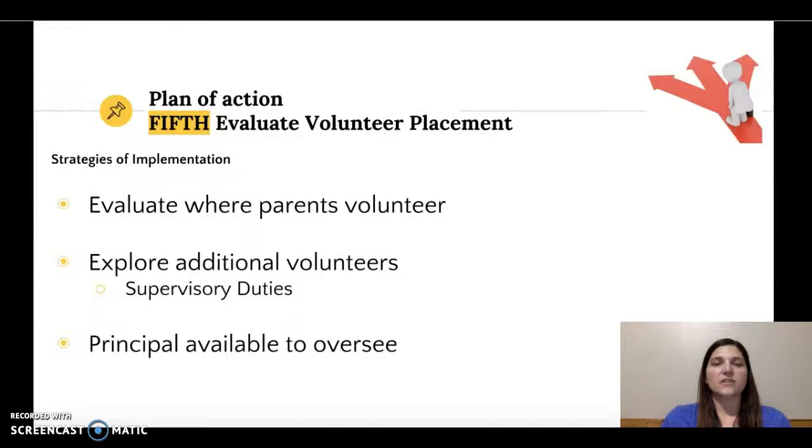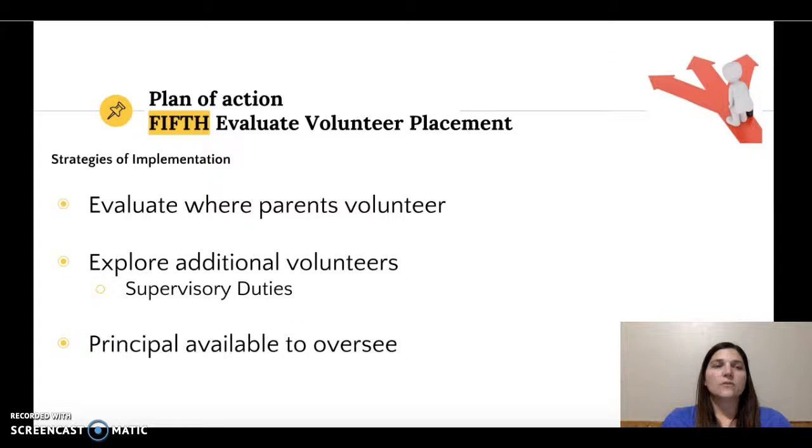My fifth plan of action is to evaluate volunteer placement. The strategies of implementation are first to evaluate where parent volunteers are assigned. We know in our case study that the principal was so busy with supervisory duties that he was unable to oversee the money collection and accounting for that night.